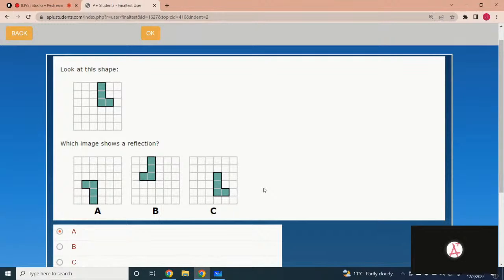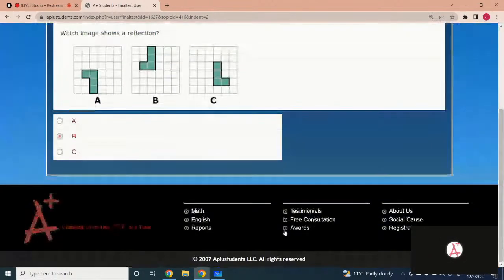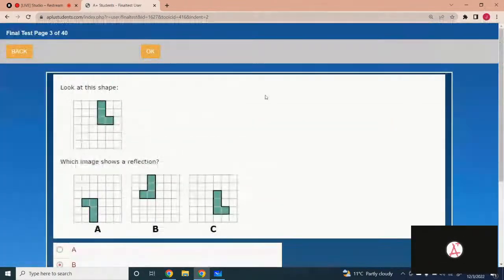No, no, no, wait. Sorry. B is the reflection. B is the reflection of the image. Got it? Just select the correct option, then click on the OK button.